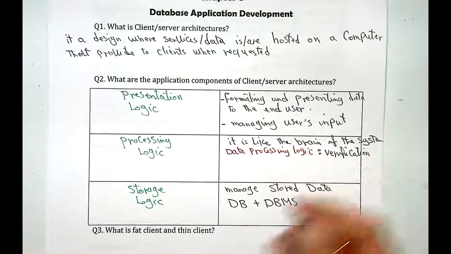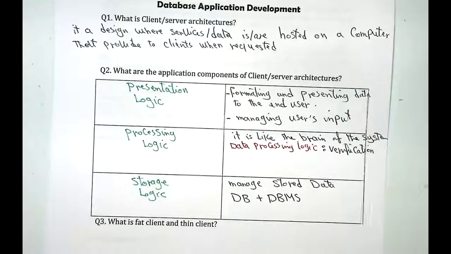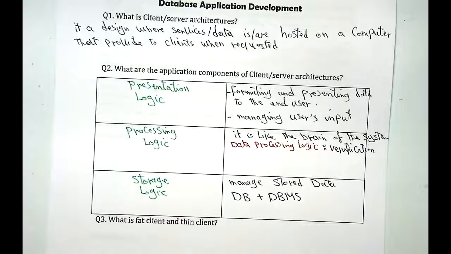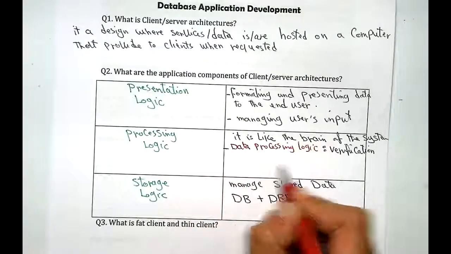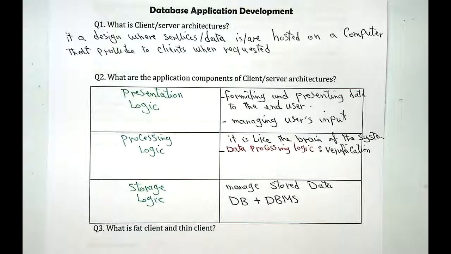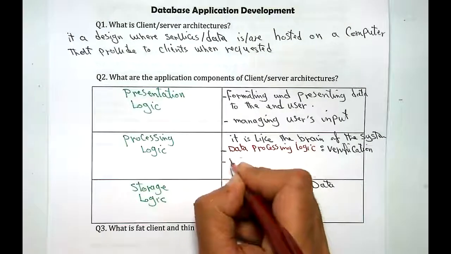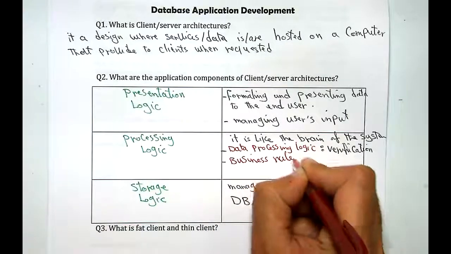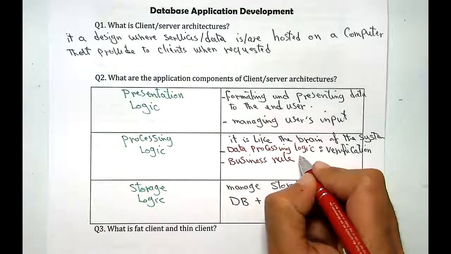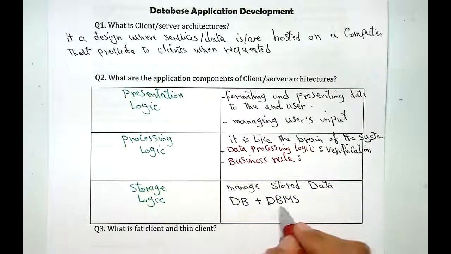So when you, for example, log into iLearn, you type your ID and password. There is a part of the system to check if this ID exists in the system and if this password matches the password stored in the database, to verify you are the right user. So verifying some data is data processing logic. We also have some business rules. So business rules usually exist in the DBMS.